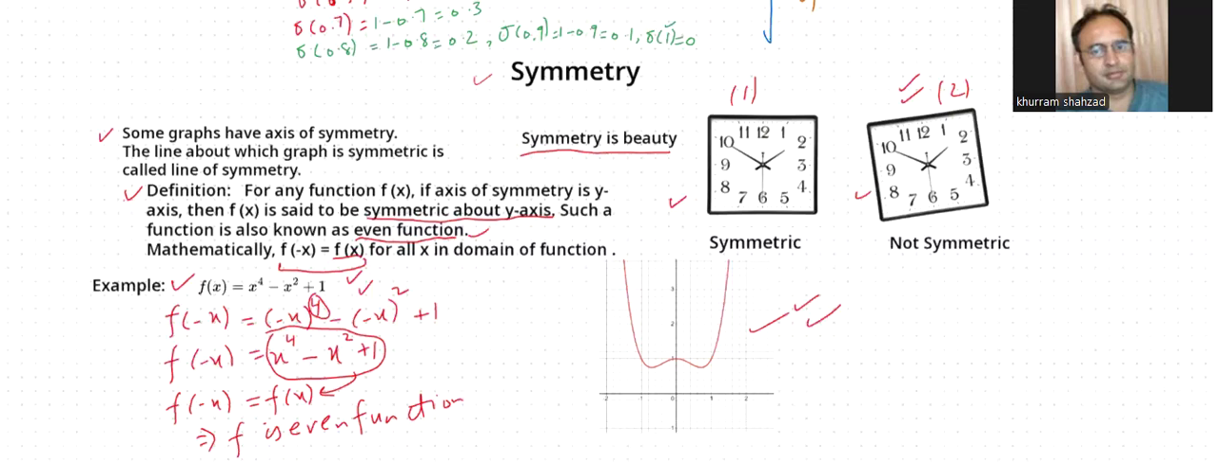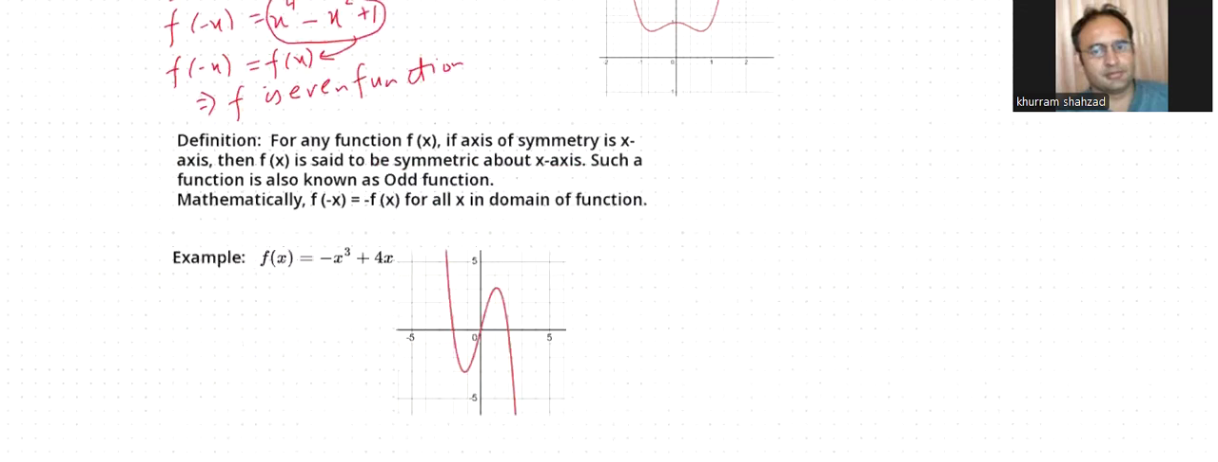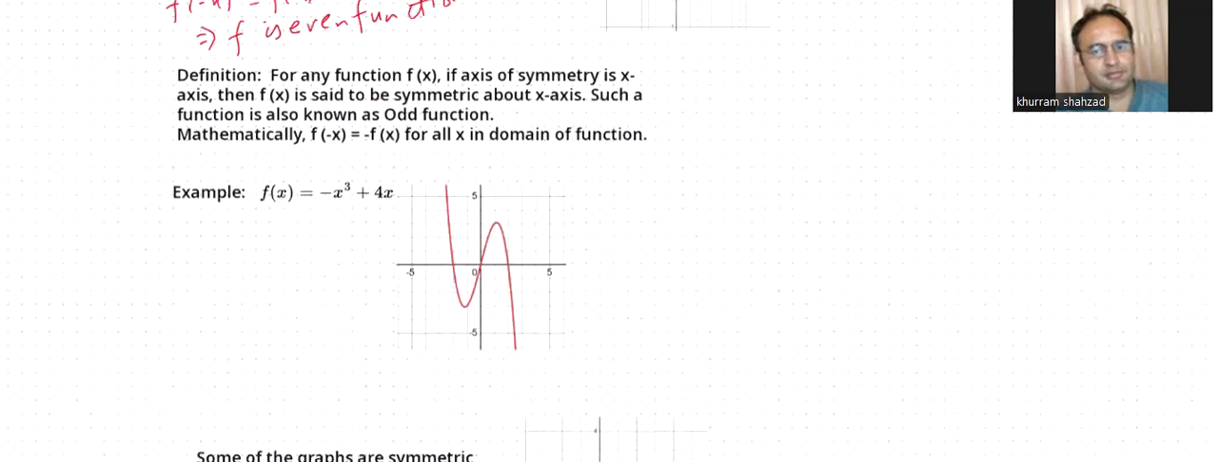Now, just as a function can be symmetric about the y-axis, similarly there may be a function which is symmetric about the x-axis. For any function f of x, if the axis of symmetry is the x-axis, then f of x is said to be symmetric about the x-axis. Such a function is also known as an odd function. So symmetric about the x-axis means odd function.